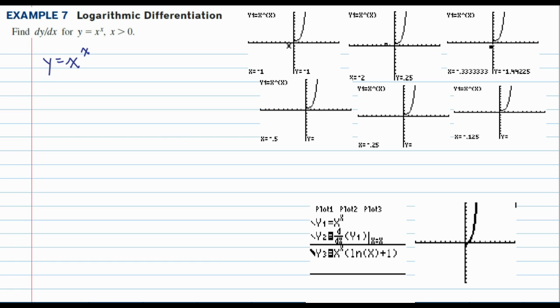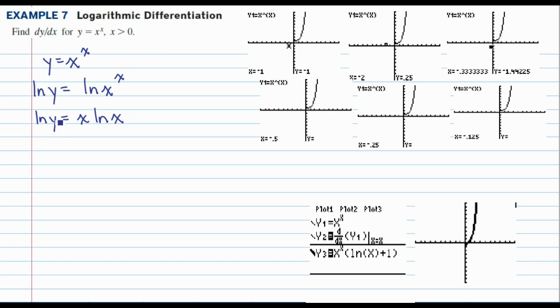Well, yes, logs. So I'm going to take the natural log of both sides. So I have the natural log of y equals the natural log of x to the x. Now this x can become a coefficient because of my log properties. I know you may not have thought of that right away, but hopefully eventually you would come around to it.